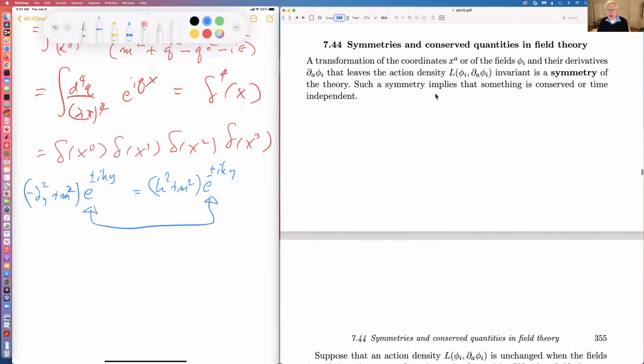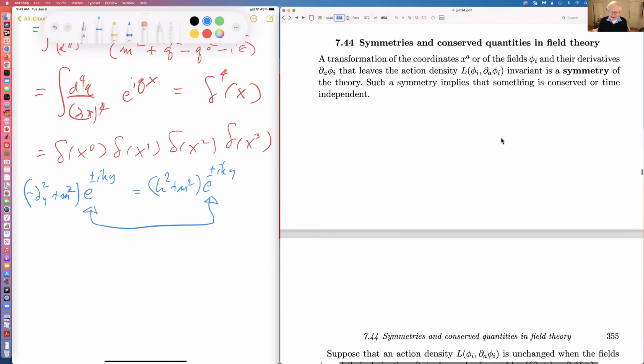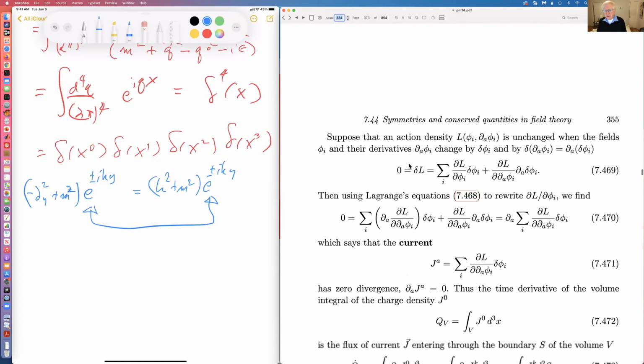Anyway, suppose we have a transformation of the coordinates or the fields and their derivatives that leaves the action density invariant. Not the action, but the action density itself. We call this a symmetry of the theory, and it implies that something's conserved. So what we're saying here is that the change in the action density, or the change in Lagrangian, is 0 when you change the fields. And we're imagining we have several fields here because it often turns out that these symmetries occur when you have several fields. But also when you have one field, we'll see about that.